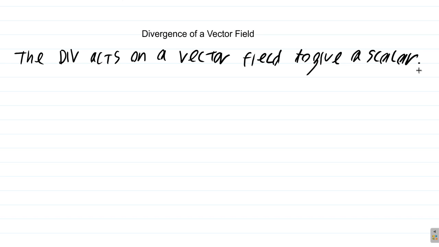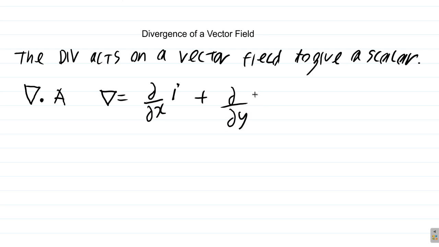Now, the divergence, or the div, is written as nabla dot A. Now, nabla is equal to partial derivative of something by partial derivative of x in the i direction, plus partial derivative of something else by partial derivative of y in the j direction, plus partial derivative of something else by partial derivative of z in the k direction, right?